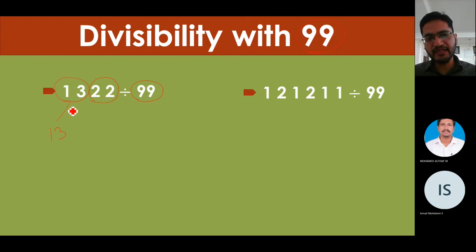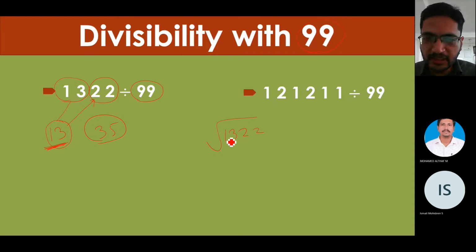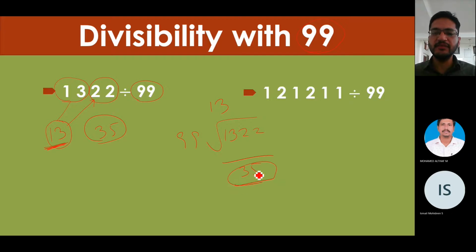Now first pair I write here first pair as it is. Now in the second step I will add this pair in next pair. It is 35. So this 13 will be the quotient, and this 35 will be the remainder. Means 1 3 2 2. When we will divide 1 3 2 2 with the 99, so 13 will be the quotient and 35 will be the remainder.